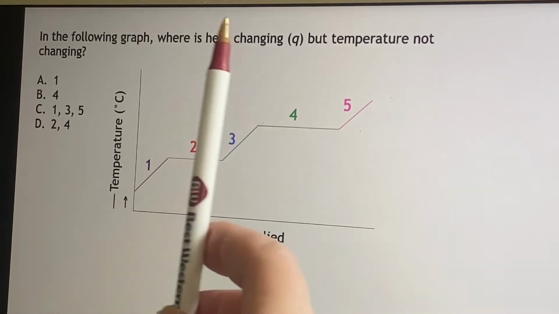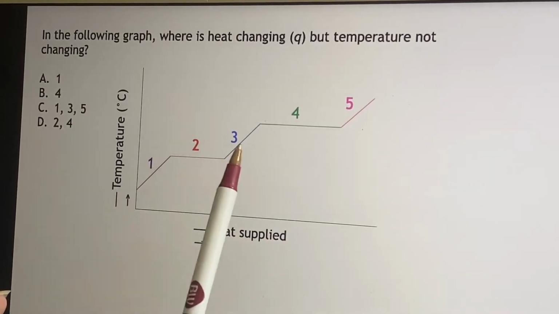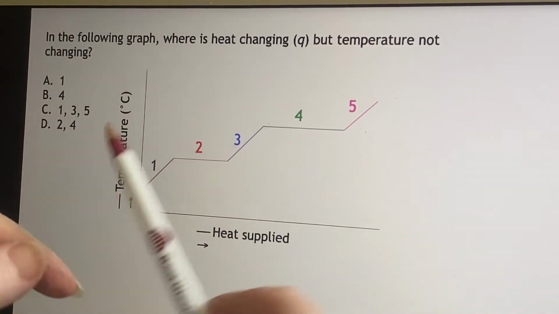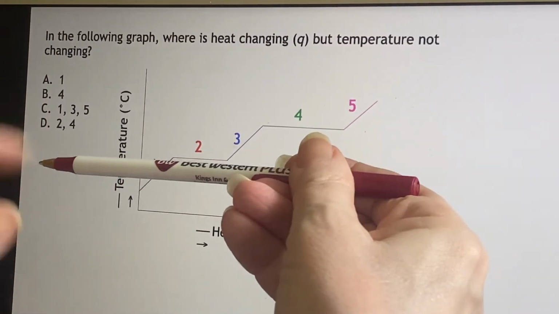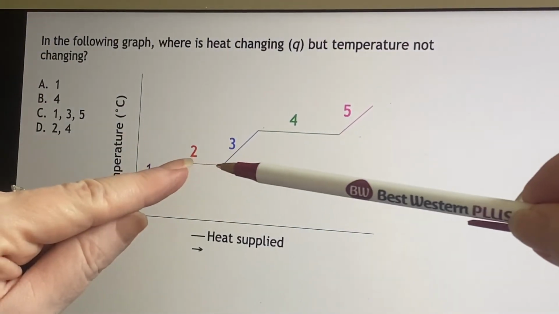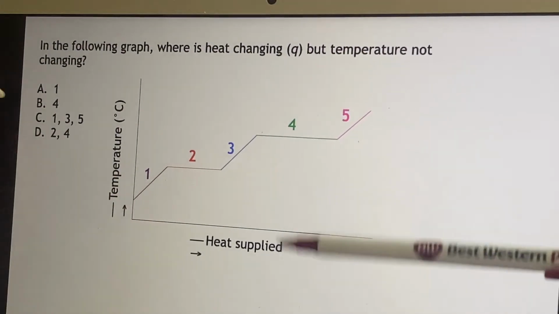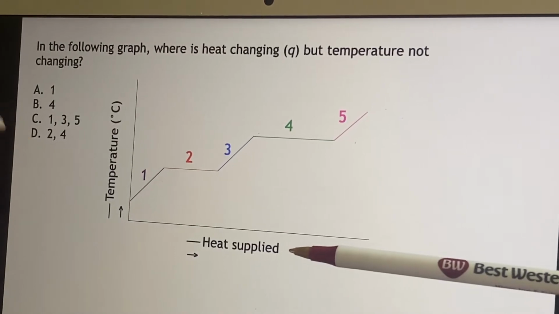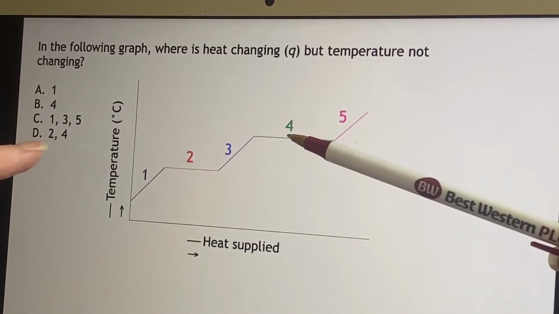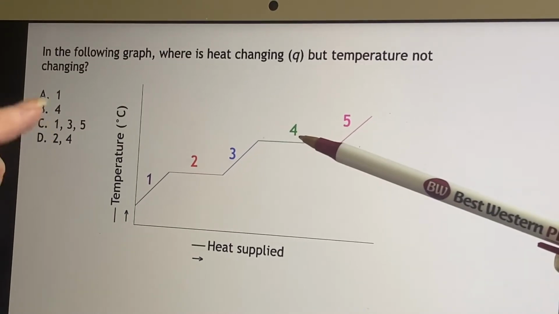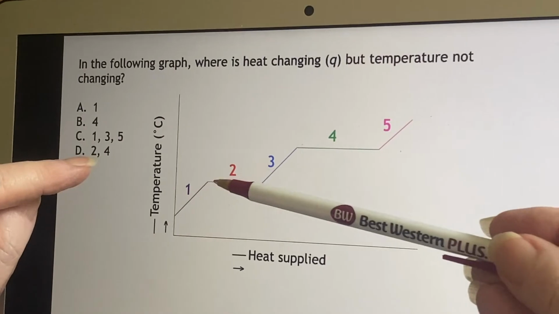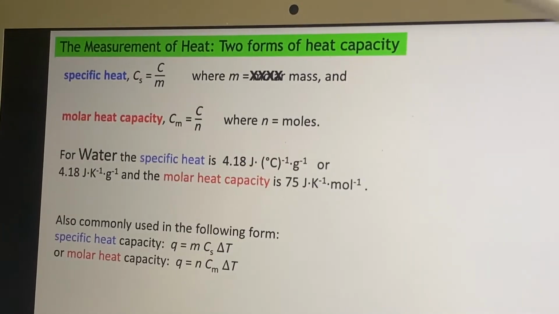So, okay, they want the heat to be changing, but the temperature not changing. Well, since this is temperature, I want any place where it's just a flat level surface. So here at 2 and here at 4. Now you'll notice that sneaky so-and-sos, they put 4 in here. And if you didn't read all of them, you might pick that. Make sure you read everything, because that's the better answer, both of them.